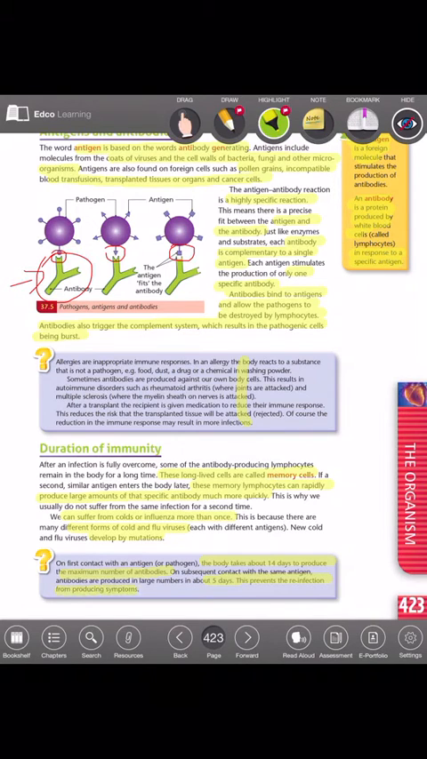So although you may have been reinfected with the same bacteria or the same virus, you probably will not display any symptoms because your body has been really, really quick in order to catch it before it multiplies.